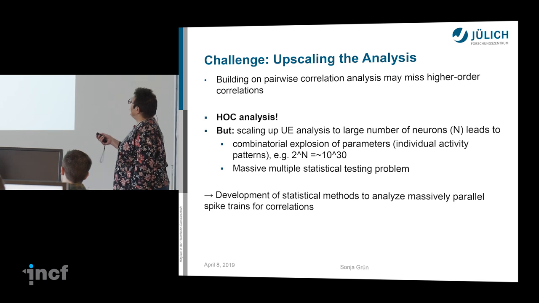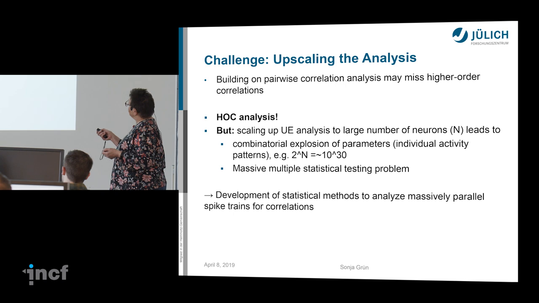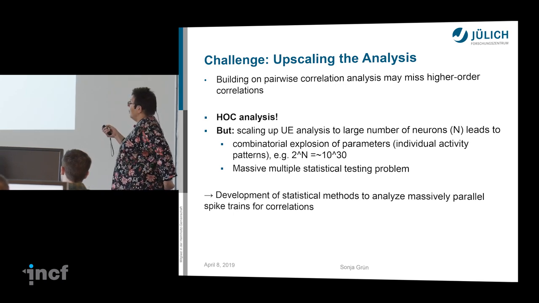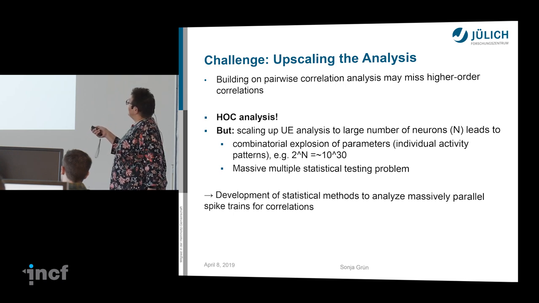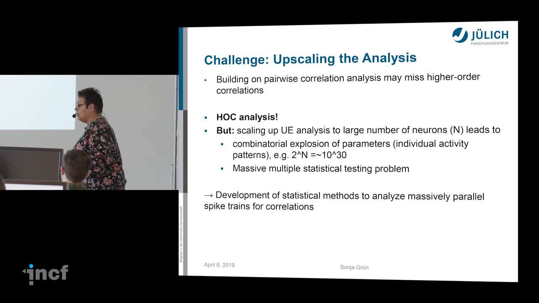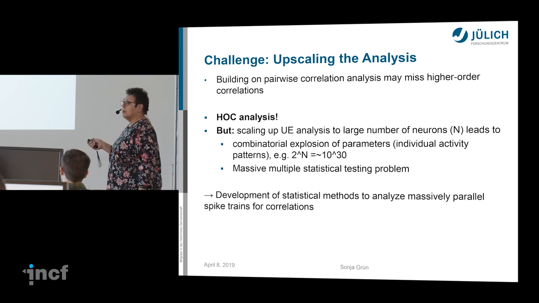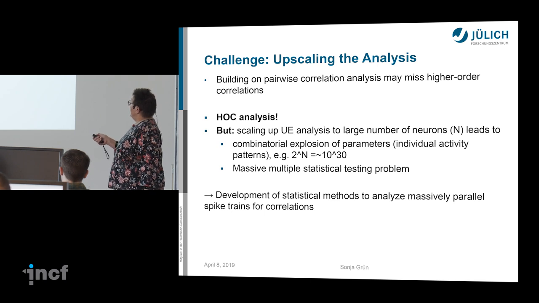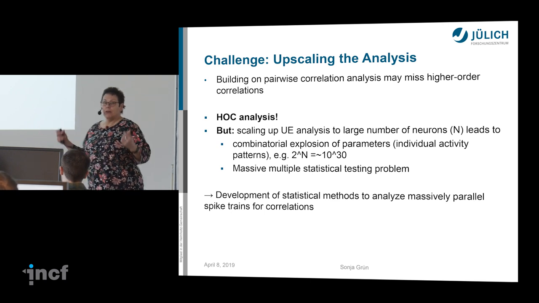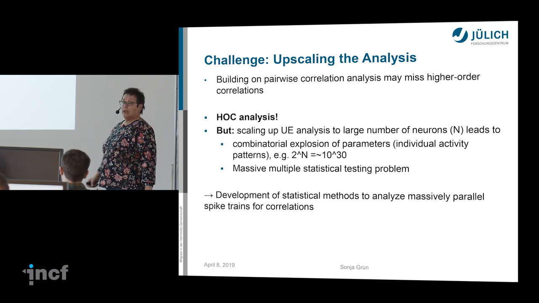What I also wanted to emphasize is that when you want to design a method building on a pairwise analysis method, for example unitary events, if you want to conclude on higher order correlations, you cannot do this from only pairwise correlation. You will miss it. You need higher order correlation analysis. And the difficulty is that scaling up, for example, the unitary event analysis to a large number of neurons leads to a combinatorial explosion of parameters. If you want to see all different constellations of neurons across 100 parallel recordings, you have 2 to the power of n, with n equal to 100 neurons.